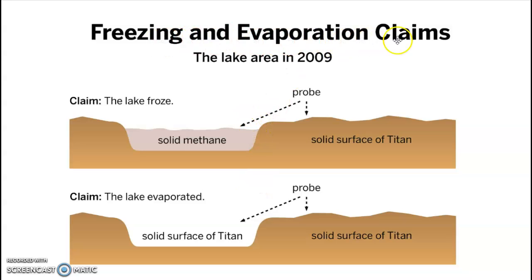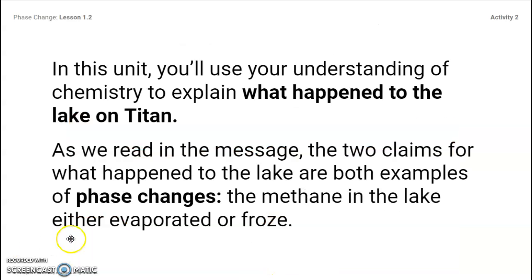So, freezing and evaporation claims. Here are the two claims we have: that the lake either froze or it evaporated. We're going to try to see if these two claims are valid. In this unit, you're going to use your understanding of chemistry to help you explain what happened to that lake on Titan. As we read in the message, the two claims for what happened to the lake are both examples of phase changes, which is what our unit is about.